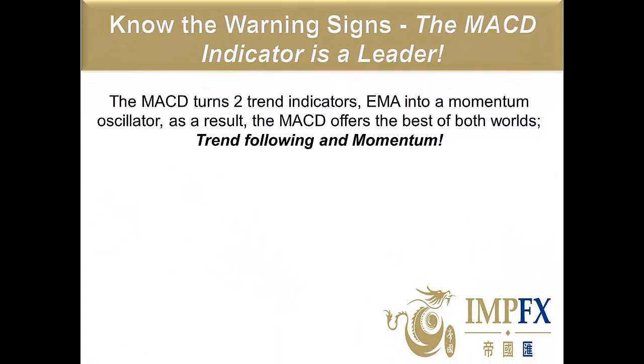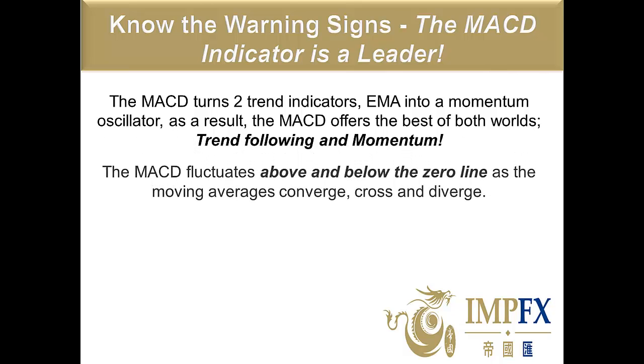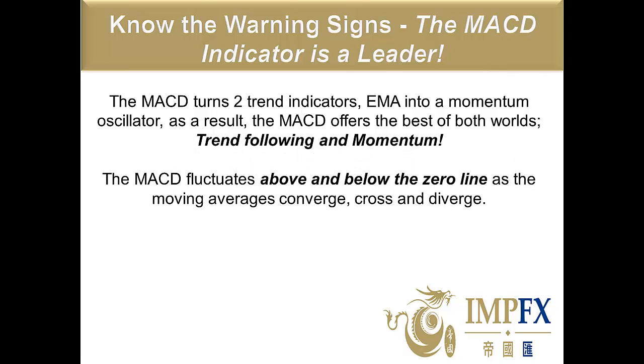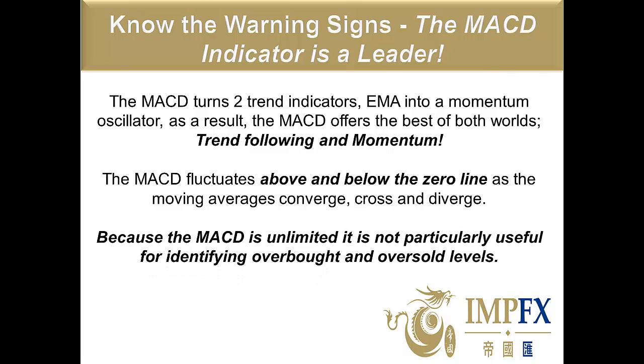The purpose of the MACD indicator is to show changes in the strength, momentum, and direction of the current market. The MACD turns 2 trend indicators, exponential moving averages, into a momentum oscillator. As a result, the MACD offers the best of both worlds, trend following and momentum. The MACD fluctuates above and below the 0 line as the moving averages converge, cross, and diverge. Because the MACD is unlimited, it is not particularly useful for identifying overbought and oversold levels.